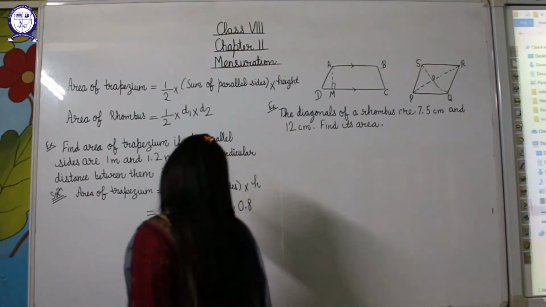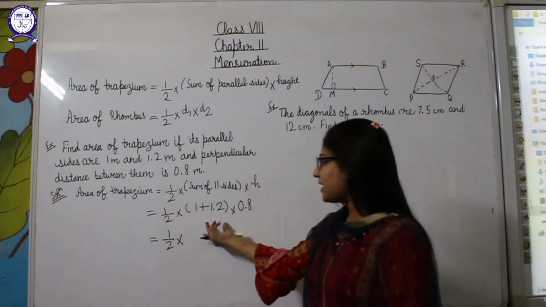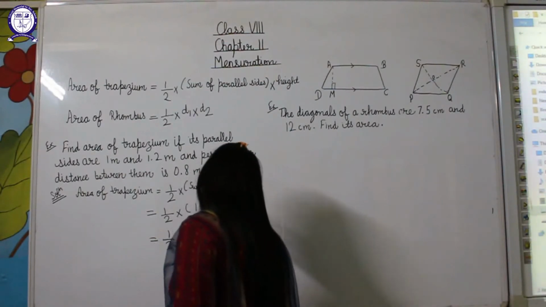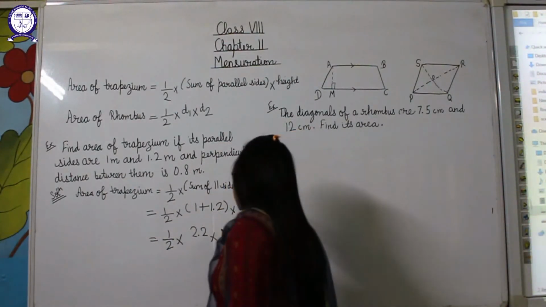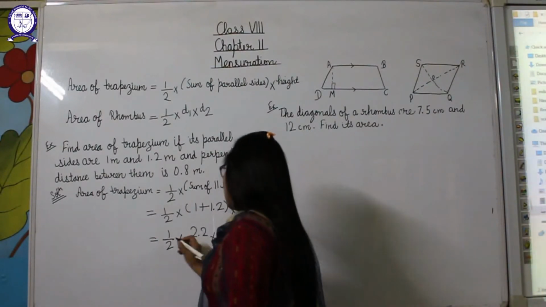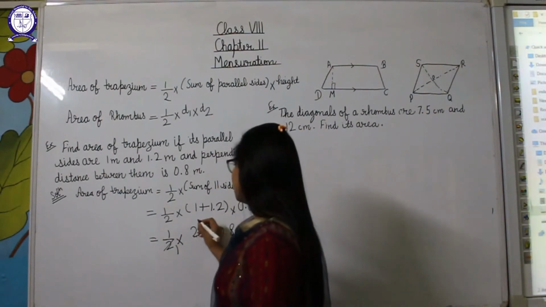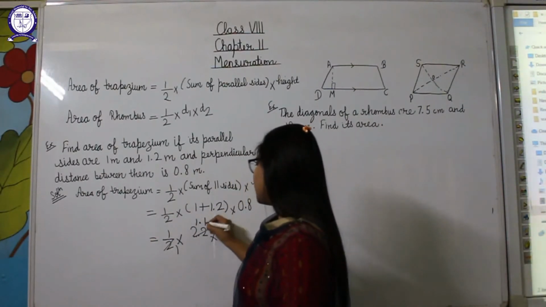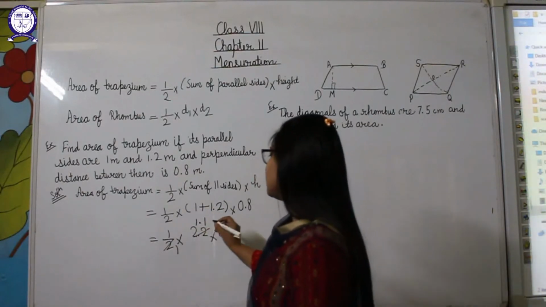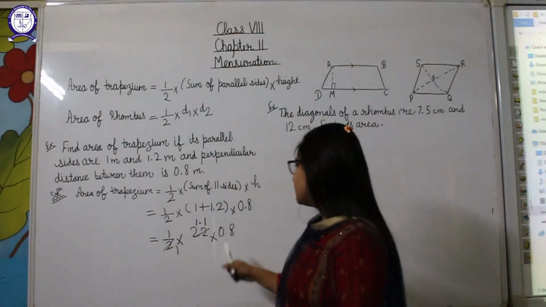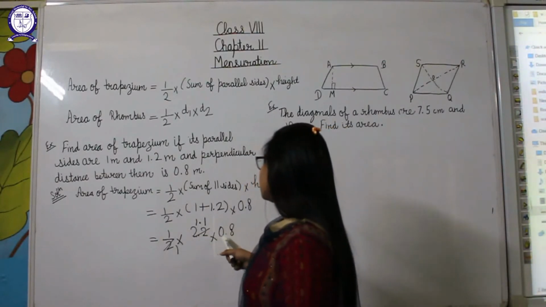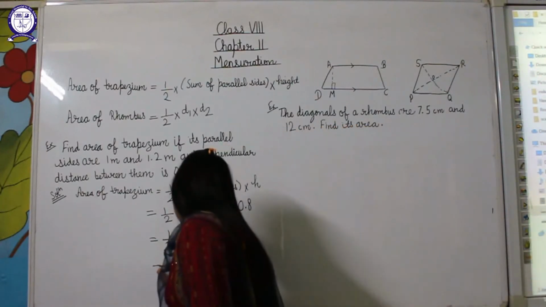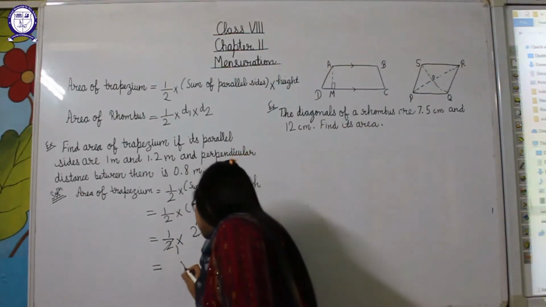Half into, first of all we need to add these two in the bracket. So 1 plus 1.2 will be 2.2, into 0.8. Now here 2 ones is 2, here 2 ones is 2, then here is the point, so we will write the point, here 2 ones will be again 2. So in the denominator it is 1, in the numerator 1.1 multiplied by 0.8. So 1.1 into 0.8 will be, students, 11 eights are 88.